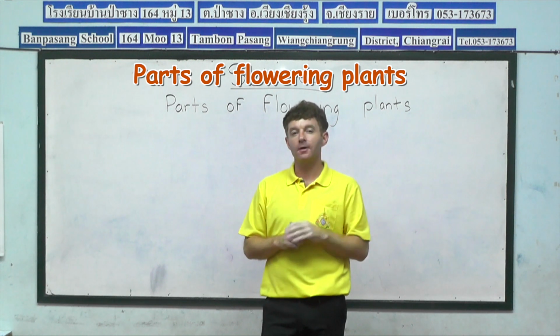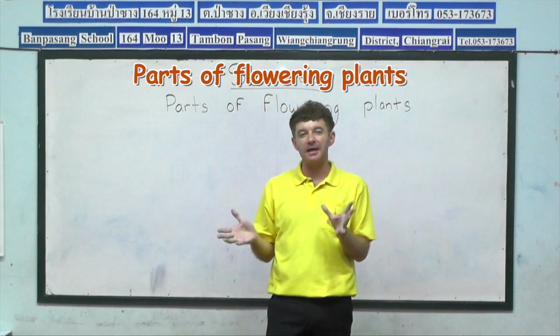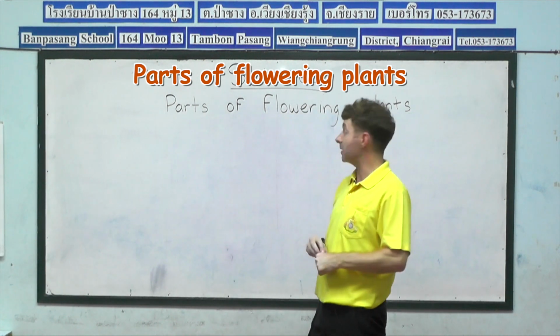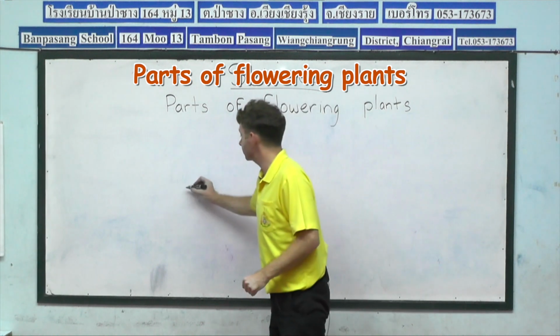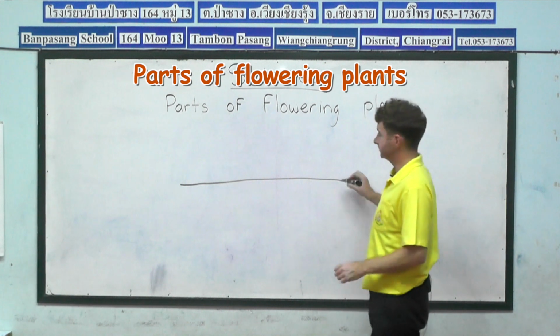And what we're going to do now is I'm going to draw a diagram of a flowering plant on the board. But I need my students to help me because I forgot the names of the various parts. So the first thing we need for plants is we need the ground. So this here can be the ground.